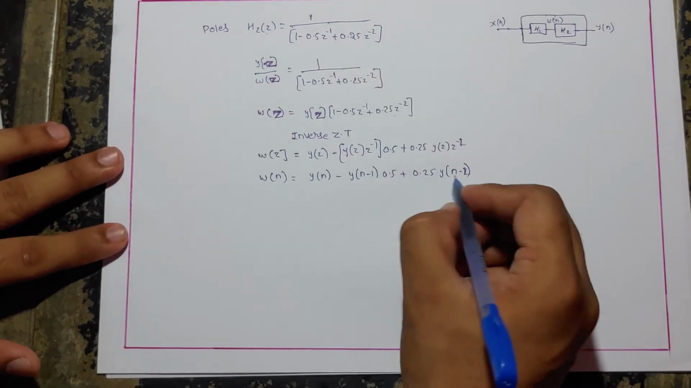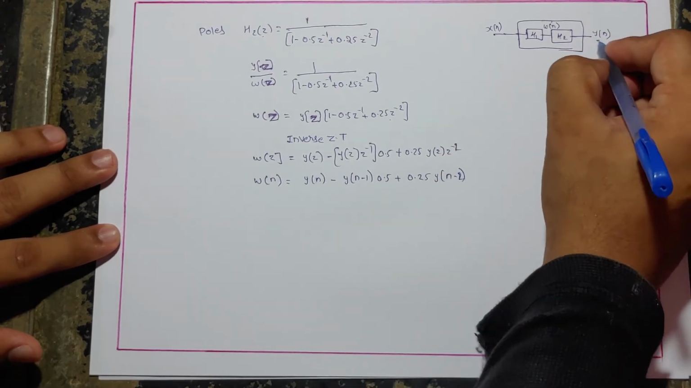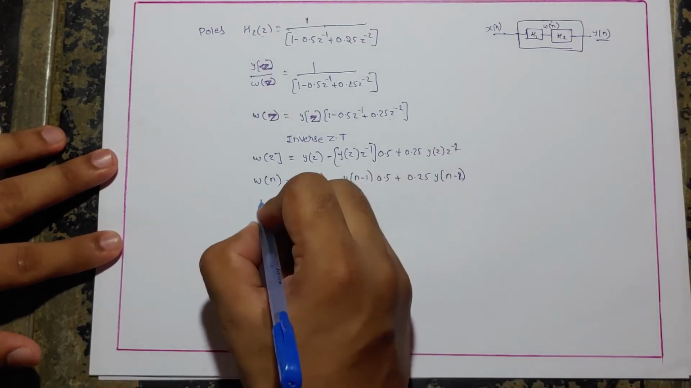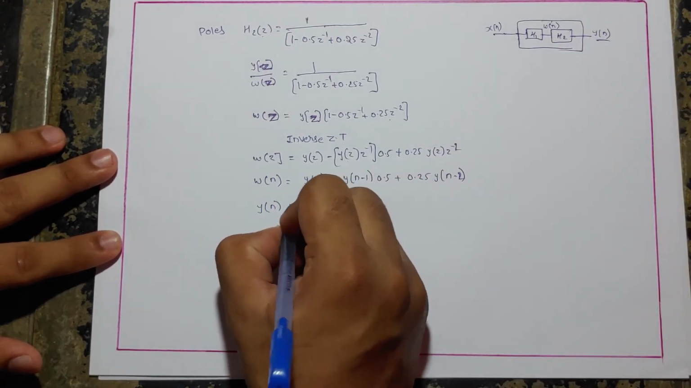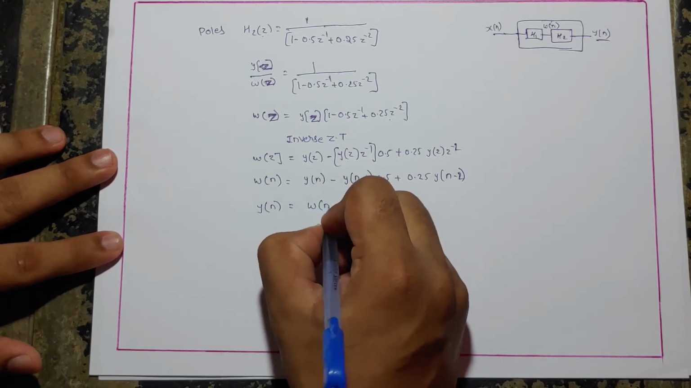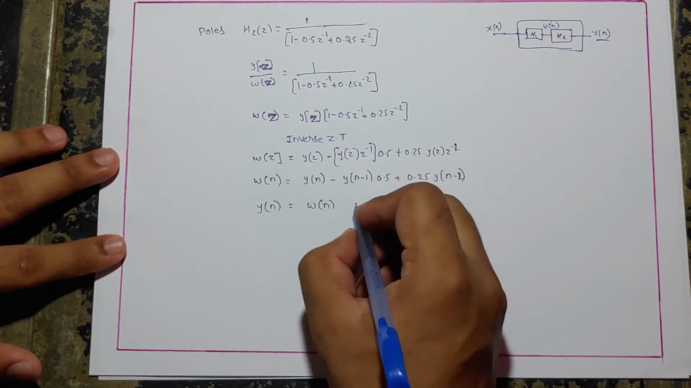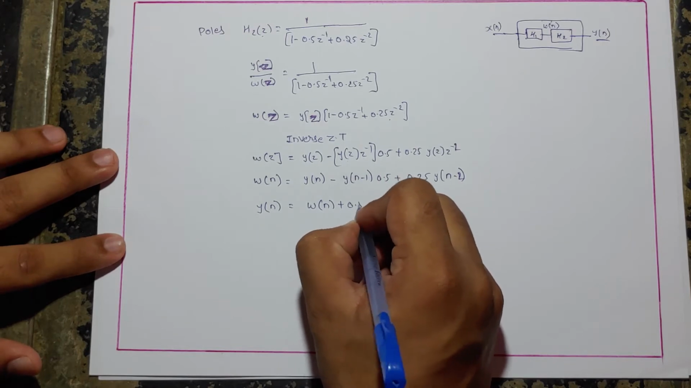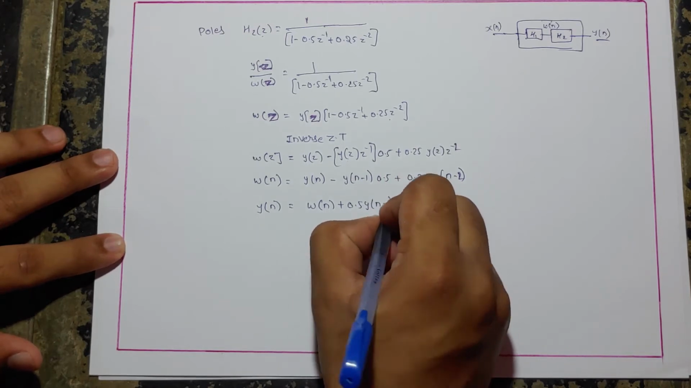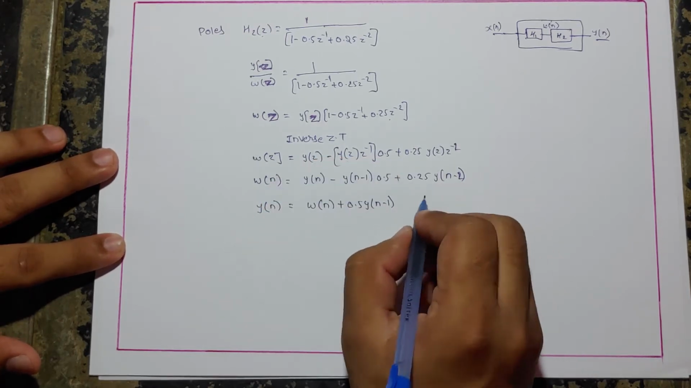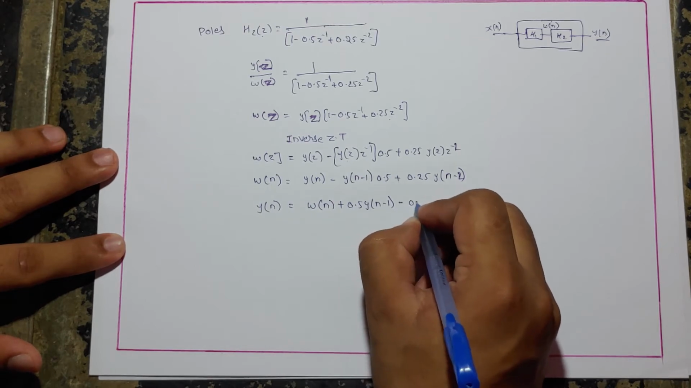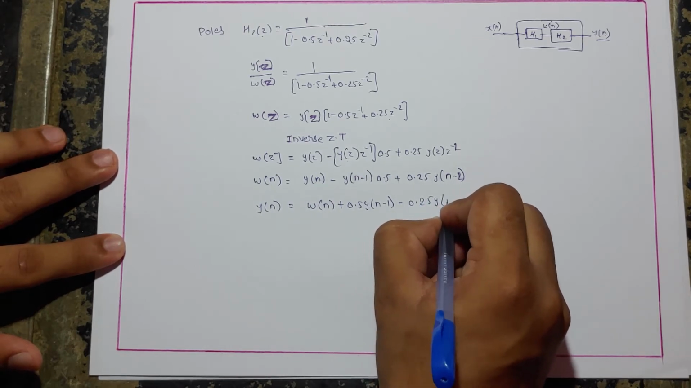Now let us continue. Here the output is y of n, so we need y of n on the left hand side, which is equal to w of n. Here the minus will be converted to plus 0.5 times y of n minus 1. Here the plus will be converted to minus, that is minus 0.25 times y of n minus 2.